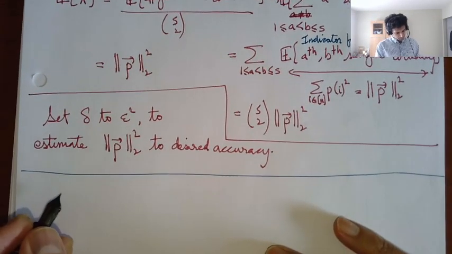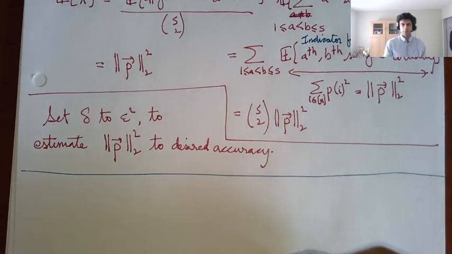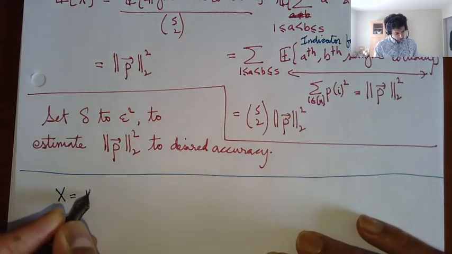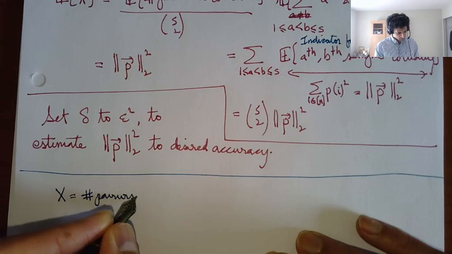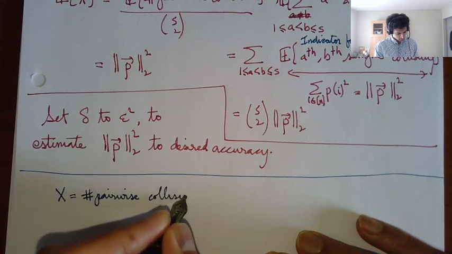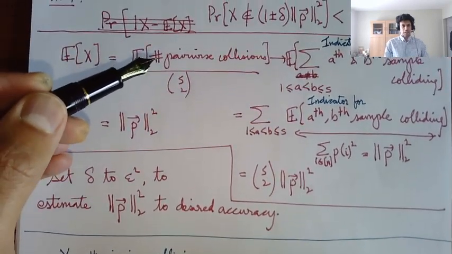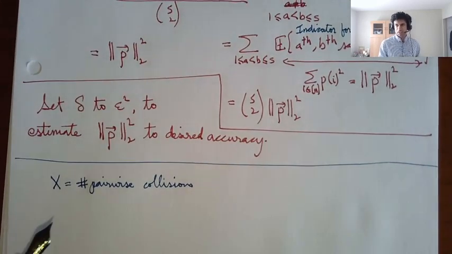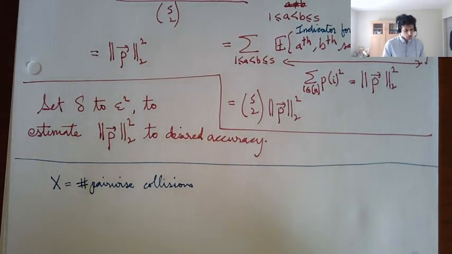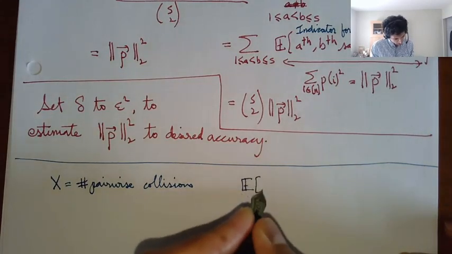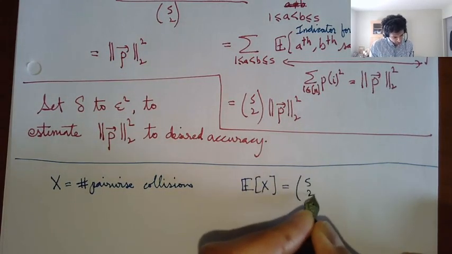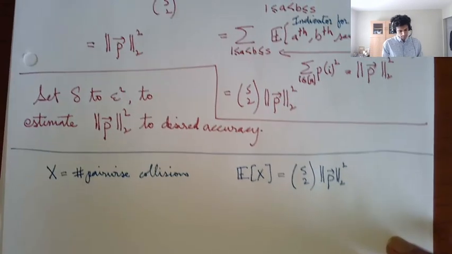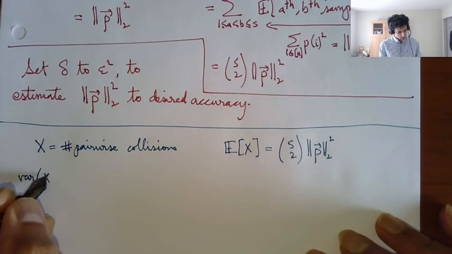I'm going to abuse notation a little bit over here. Let me just use X to be the number of pairwise collisions. Previously I was using X to be the number of pairwise collisions divided by s choose 2. Essentially, I'm just rescaling things. It's going to be more convenient for us. So X is the number of pairwise collisions, and we just argued that the expectation of X is s choose 2 times the 2 norm squared. Okay, now let's look at what the variance of X is.